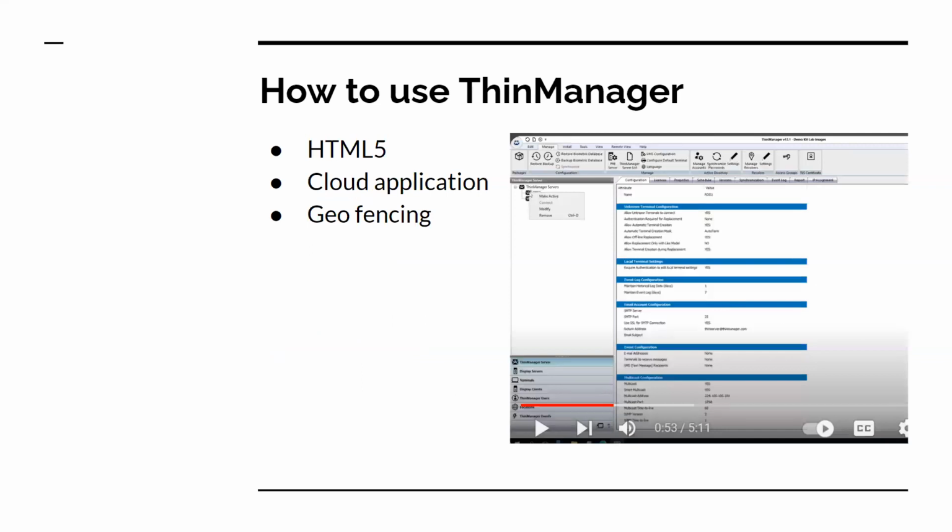So how to use a Thin Manager? The things you'll need are HTML5, the protocol that they recommend. They also recommend a cloud application, your standard OneDrive, Azure, iCloud, whatever kind of cloud database you want to use. And then Rockwell also recommends doing geofencing. The reason for that is that Thin Manager can be used on mobile devices, on tablets, not just computers. So really anything, and you want to make sure that your environment is secure. So geofencing is one of those ways.